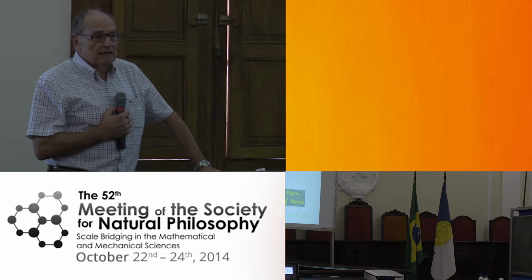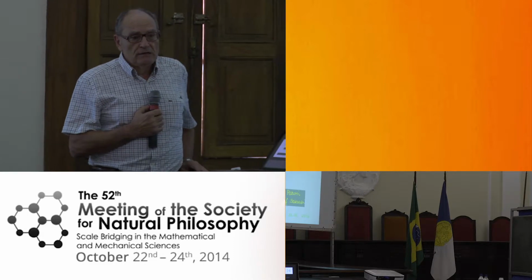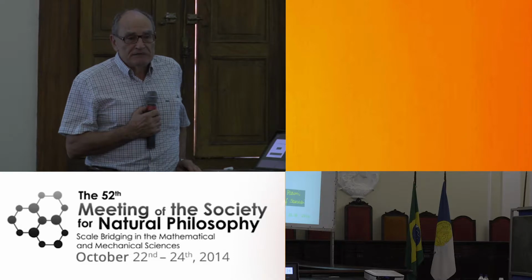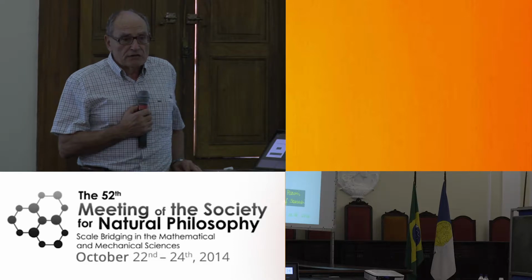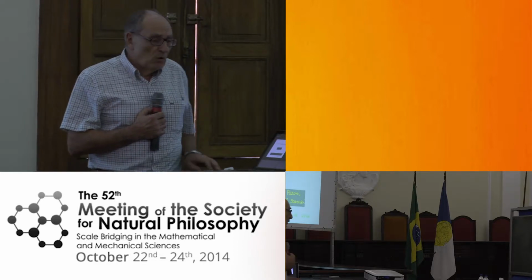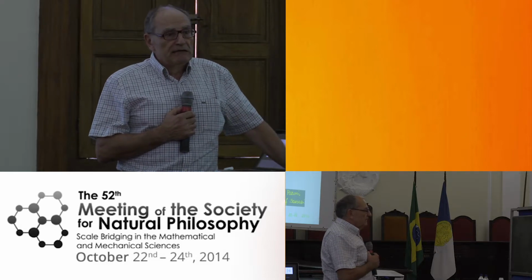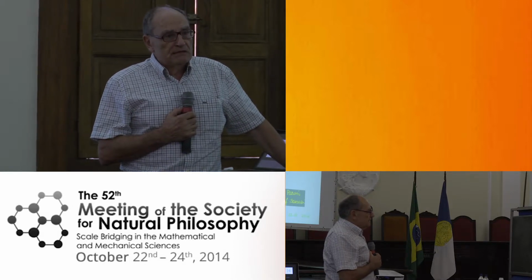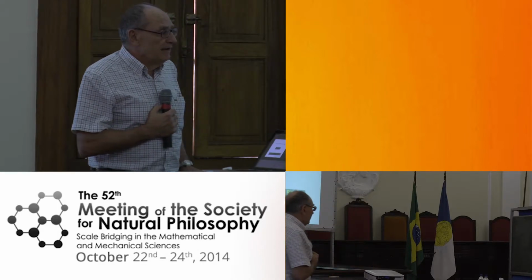Thin-walled beams are cylindrical bodies with basically two smallness parameters. The first is the diameter of the cross section, which is small with respect to the length of the beam, of the cylinder. And the second, smaller, is the thickness of the walls, which is small with respect to the diameter of the cross section.